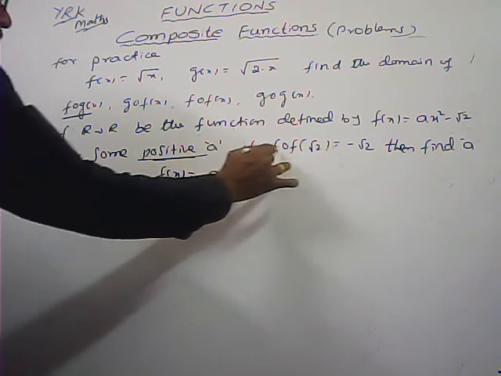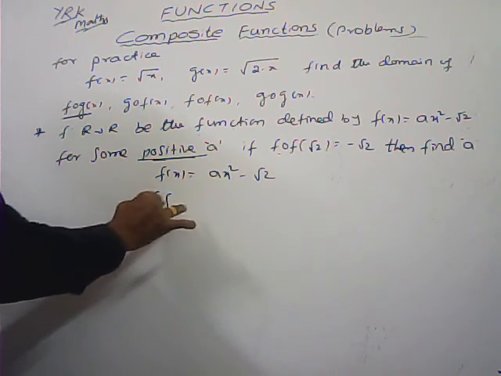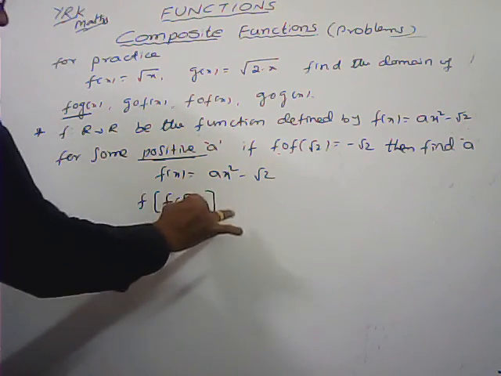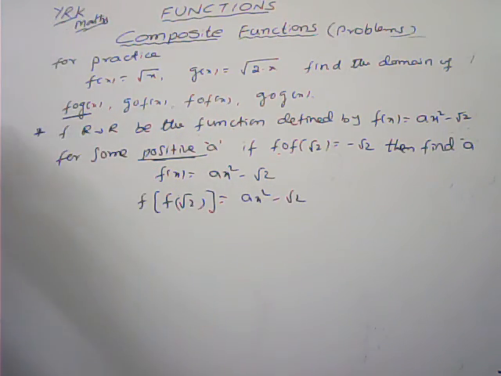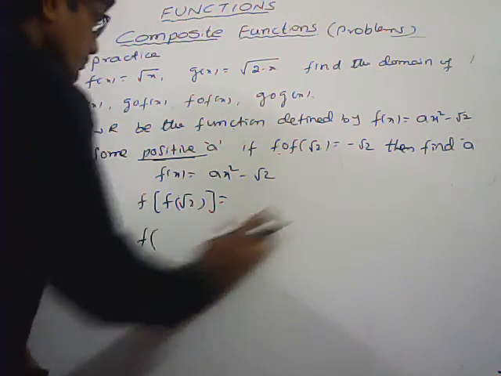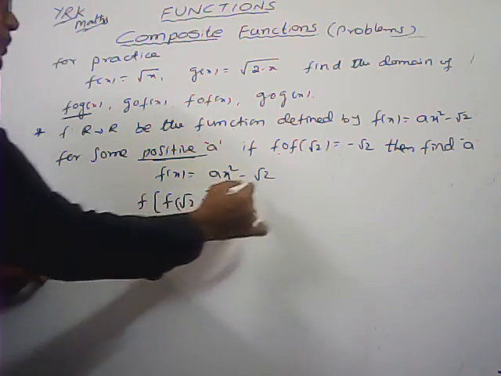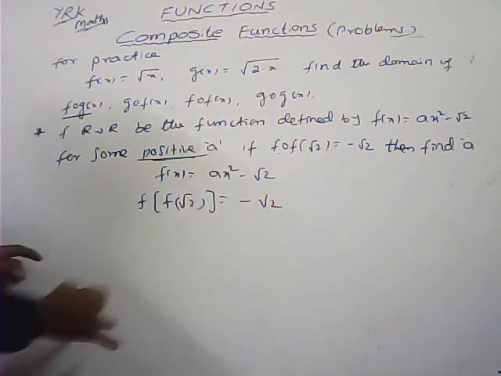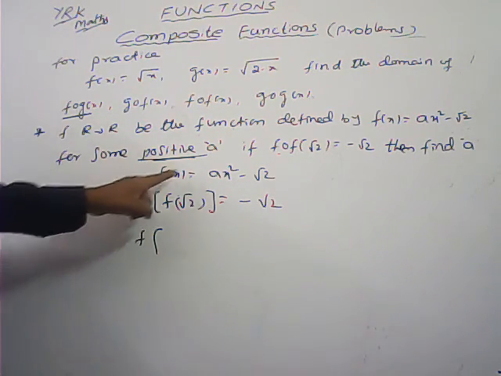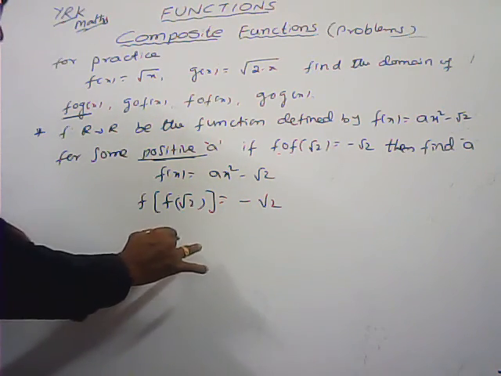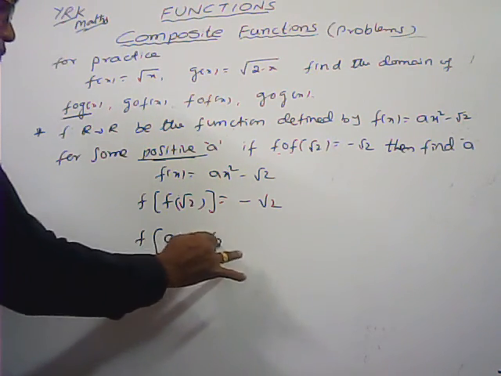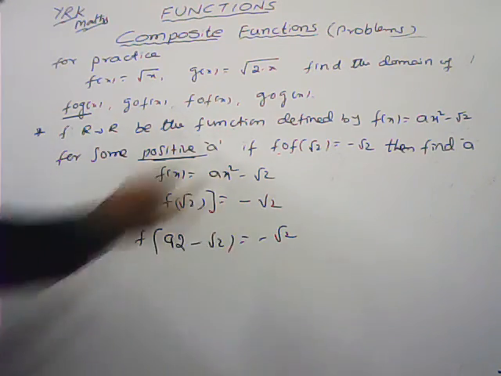And here what they have given, f circle f of root 2, that one we can write f of f of root 2. f of x is equal to a x square minus root 2. Now, what is the f of x function? Wait a minute. Here f of f of root 2 is equal to minus root 2 is given. What is f of root 2? In the place of x you can put root 2, a into root 2 whole square, that is 2a minus root 2, and that is what we got.